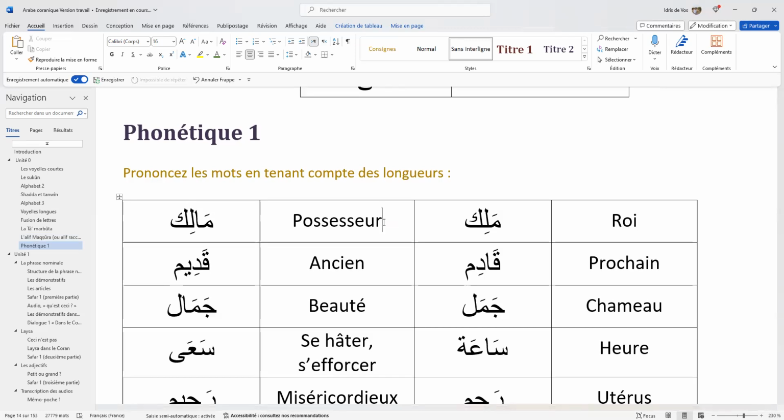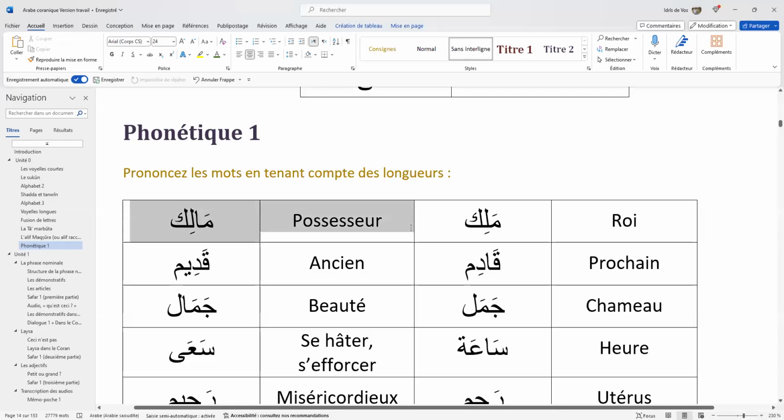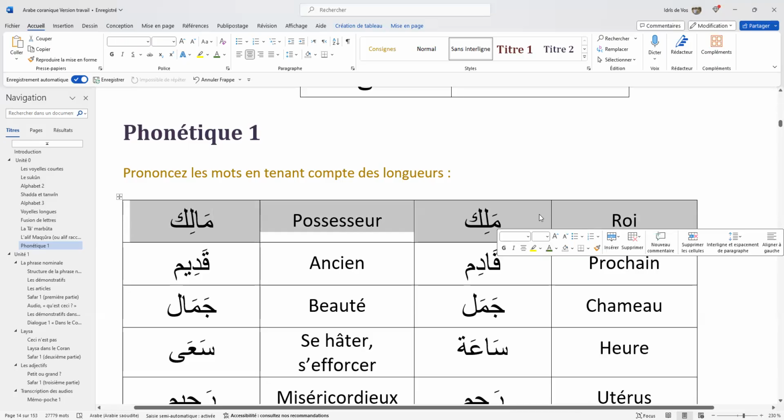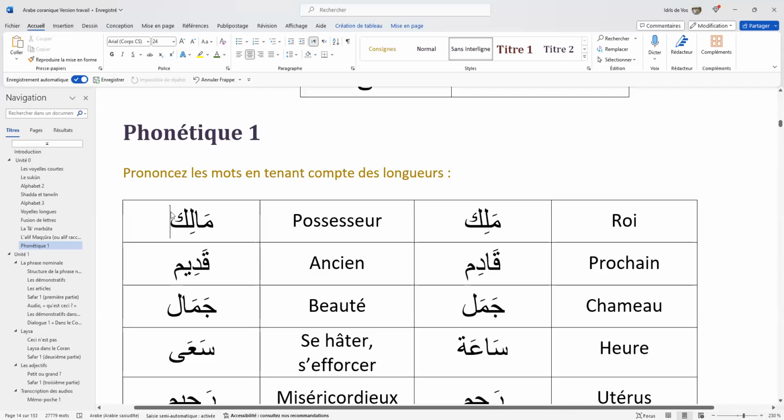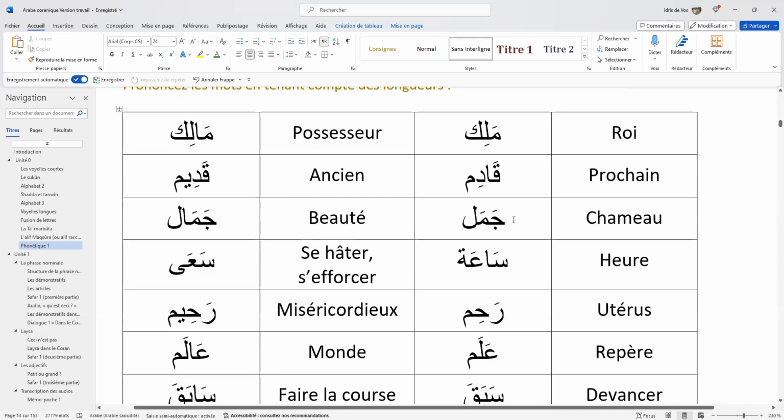For example, here you have the word Malik, the king, and if I add an alif here it gives me Malik, which means the possessor. And indeed, in the Fatiha, depending on the reading, you can read Maliki Yomi Didin or Maliki Yomi Didin, with a whole body of literature about which of the two is best. But that's another debate. The fact remains that if I say Malik, it's not the same meaning as if I say Malik.